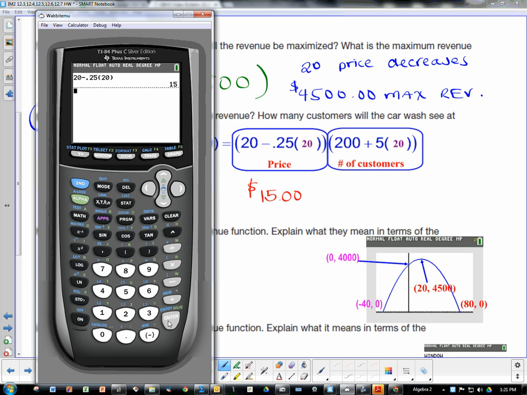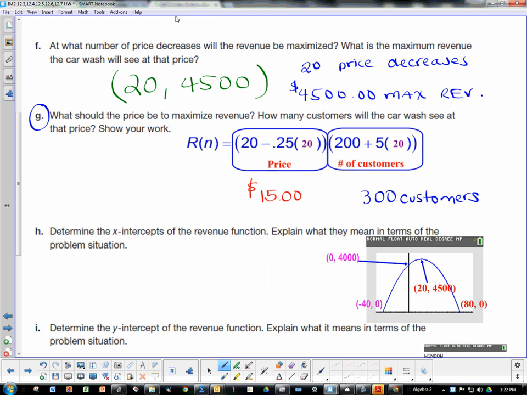And then the number of customers, well, let's figure out what that is. I'm going to calculate this: 200 plus 5 multiplied by 20, and that's 300. All right, so this just means that the price is going to be $15. There'll be 300 customers. When you multiply these two together, that will give you the 4,500 for the maximum revenue. All right, let's move down.